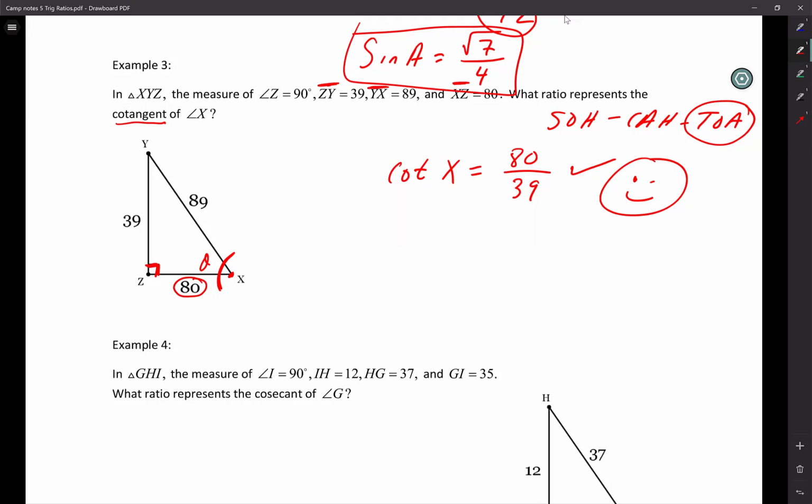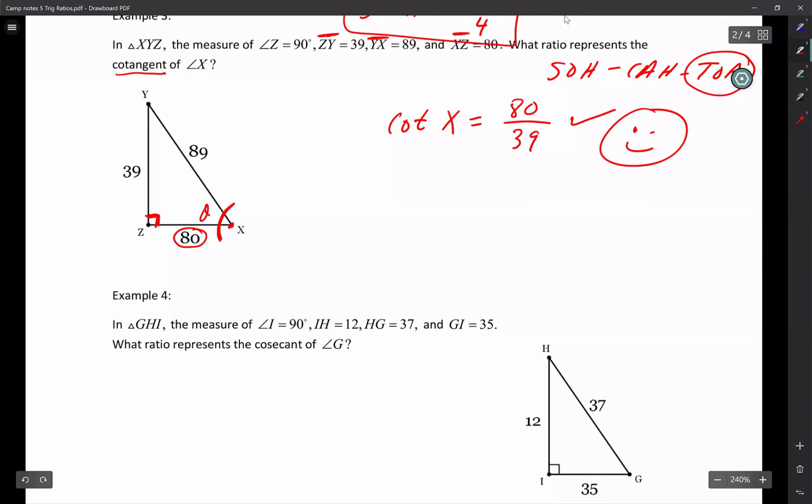Anyways, but yeah, so there it is. 80 over 39, it doesn't reduce, you're done. Let's go to the next one.